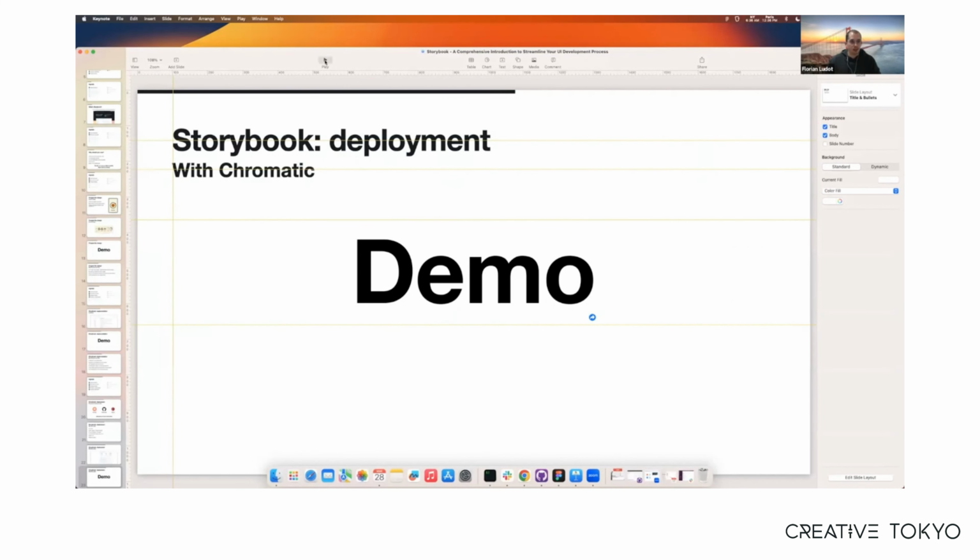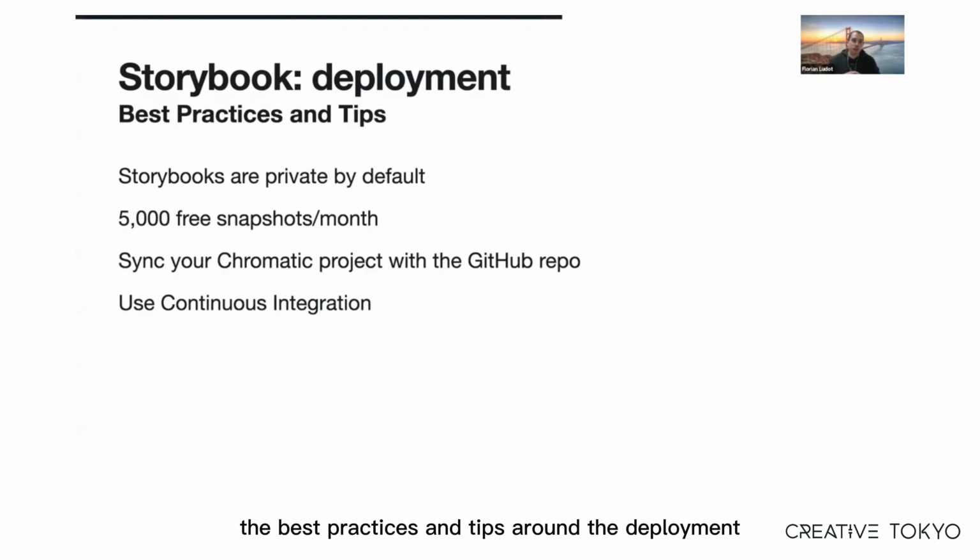So going back to the best practices and tips around the deployment: Storybooks are private by default, so don't forget to toggle. You have 5,000 free snapshots per month. If you need more, you will have to upgrade to the paid plan. It's important to sync your Chromatic project with the GitHub repo, so everything, code and Storybook, is in sync, and use continuous integration. Normally, you don't push manually. It's part of your continuous integration pipeline. Every time you merge some code in the master branch, for example, it will automatically deploy to Chromatic.